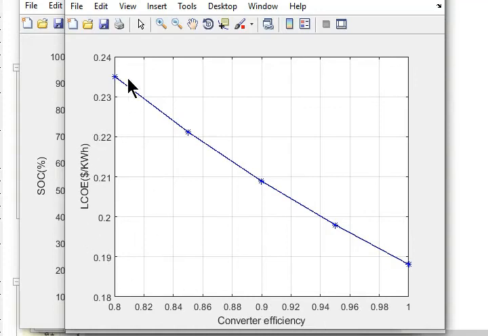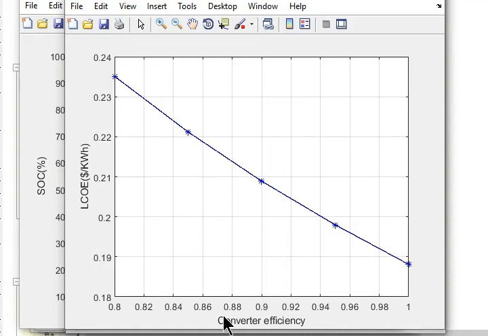So in our case the cost of energy is almost $0.235 per kilowatt hour. This is the generation cost, the power generation cost per unit of energy. So it can be seen that it decreases when there is an increase in converter efficiency. When a 100% efficient converter is available for the same design, then the cost of energy can be reduced to $0.19 per kilowatt hour.